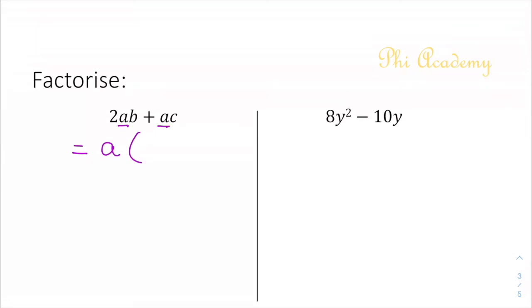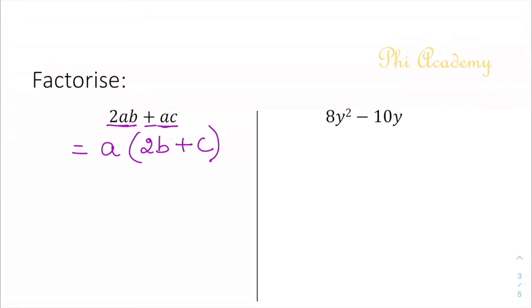So a times what will give me 2ab? It is going to be 2b. And a times what will give me ac? It is going to be a times c. And again, because it's a positive times a positive, it's going to be a positive sign here, then close the bracket.